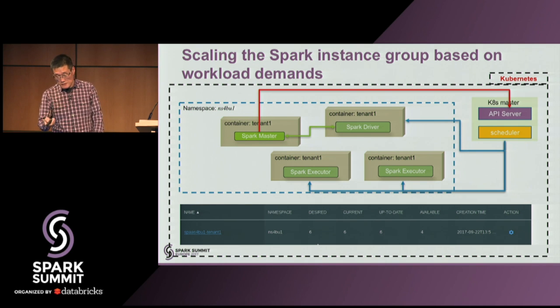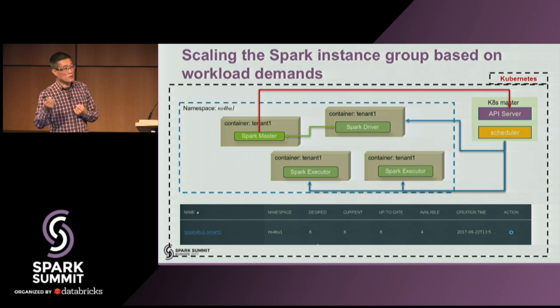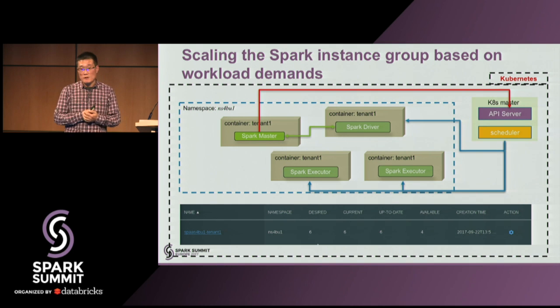So how do we do this? It's a little bit tricky, because every SIG, every Spark instance group, has one Spark master. This Spark master will collect all the workload in that instance group, aggregate it, and make a decision to talk to the Kubernetes master to see how many pods I need to create for my entire group. Then all the executors in this group can run in the new containers.